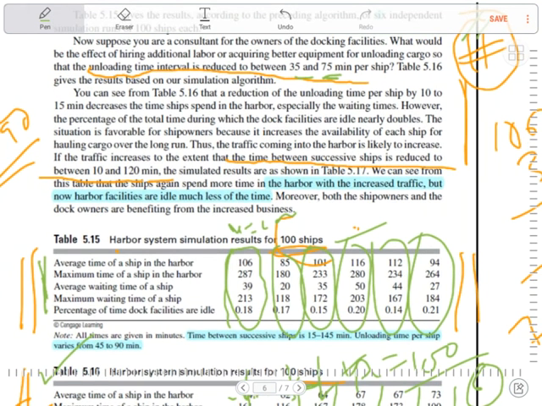So you can see from 5.16 that the reduction of the unloading time per ship by 10 to 15 minutes decreases the time a ship spends in the harbor, quite obviously, because the unloading time is decreasing, especially the waiting times. Why are they saying the waiting times? Suppose ship 1 is unloading faster than it was before, then obviously ship 2, which is coming and standing in the quay, needs to wait for a smaller time. So suppose, let me give one example.